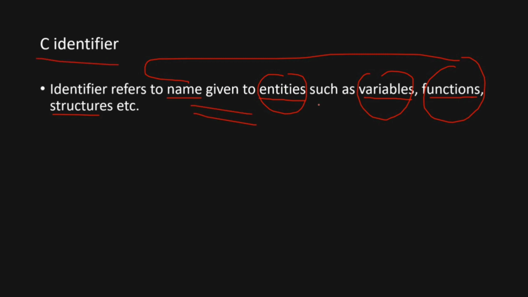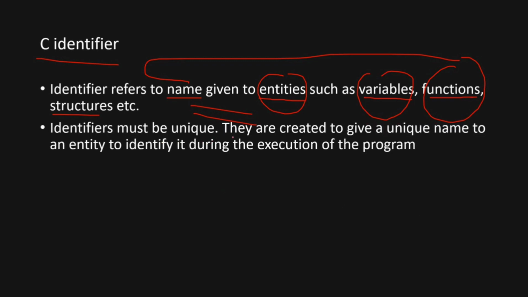Identifiers must be unique. They are created to give a unique name to an entity to identify it during the execution of the program. To be more clear, let's see the example. Here I have defined money as an identifier and I have used the int keyword so that the money variable will be integer type.